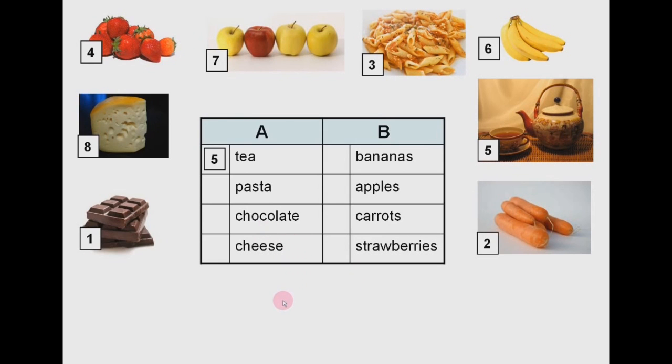Alright, so let us look at the answers together. So pasta is here, number 3. Chocolate, where is chocolate? Well, here it is, number 1. Cheese is number 8.